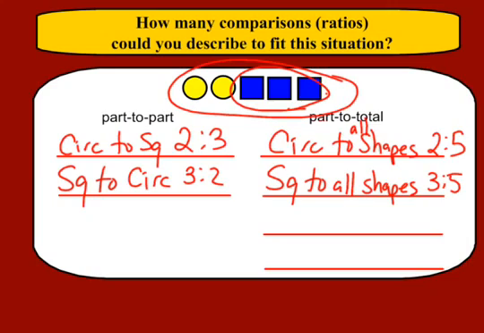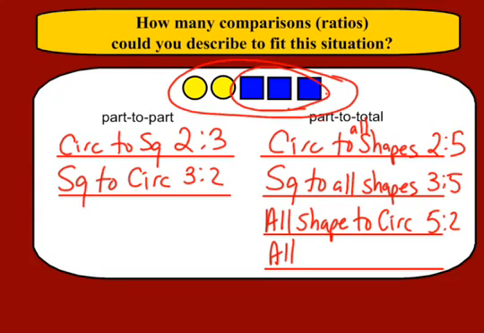And for our last 2 part to total ratios, we could compare all shapes to circles. So that's 5 to 2, or we could do all shapes to squares. And that would be 5 to 3. So those are 6 different ratios that we could write based on that situation. And actually we could probably, if we looked at colors instead of shapes, we could do another 6. We could do yellow to blue, blue to yellow. We could do yellow to all colors.